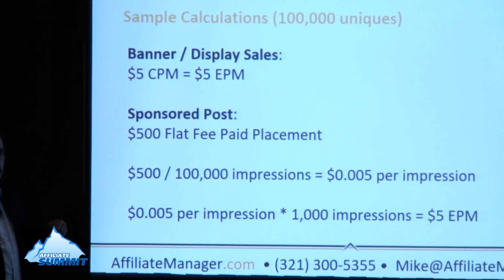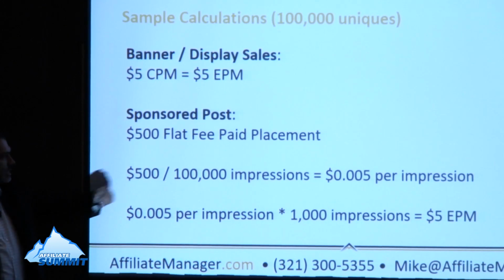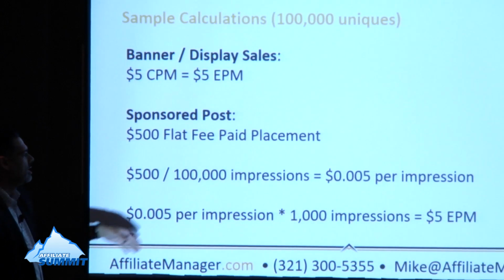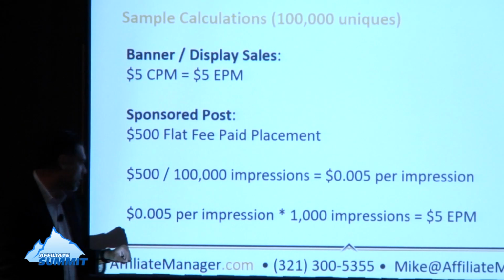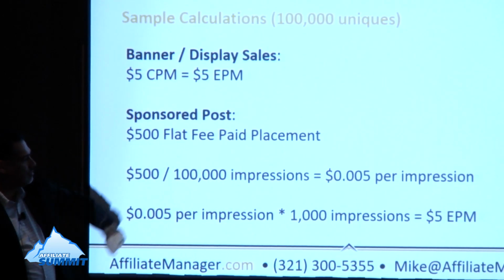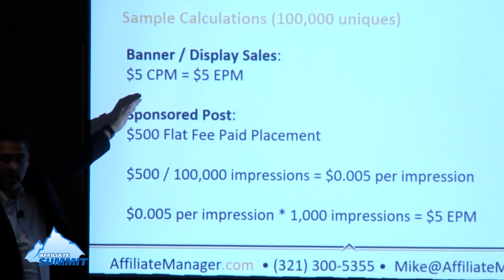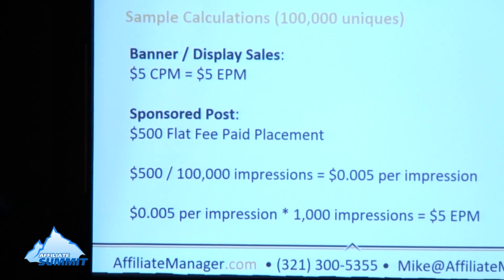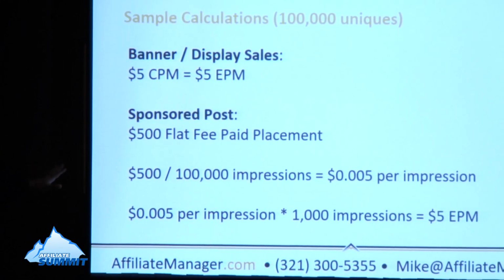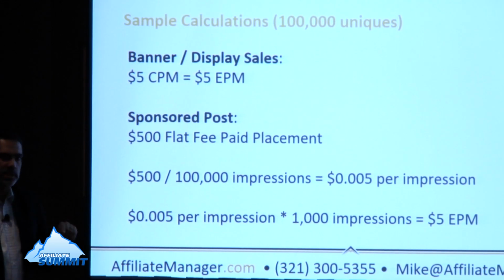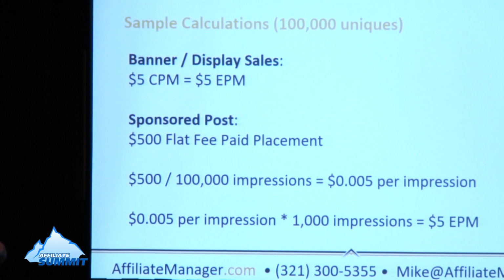So if they get $500 for a sponsored post, and let's say they get 100,000 impressions, all of these are based off of 100,000 impressions. That's half a cent per impression times 1,000 impressions. That means your EPM is $5. So similar to the banner. Does that make sense? I'm going to pause because I've been accused of talking too fast on this slide before. And for the people that join, feel free to ask questions during the presentation.